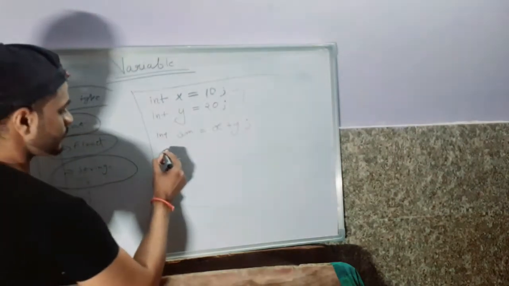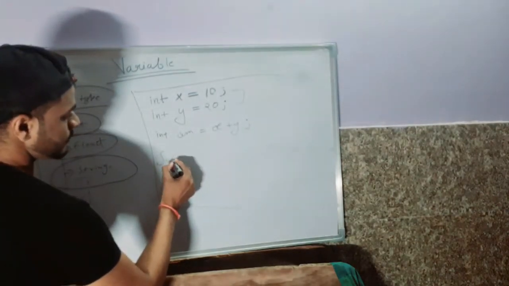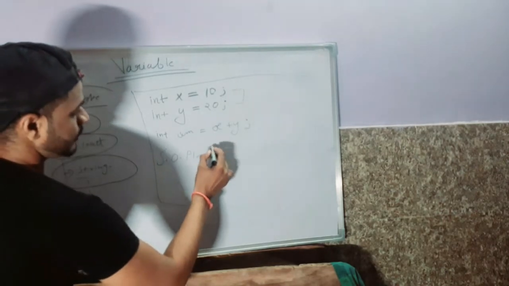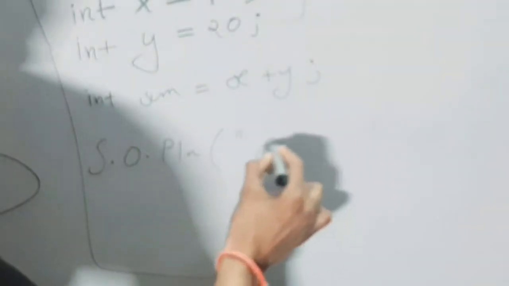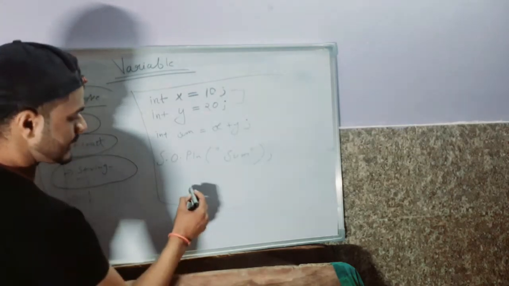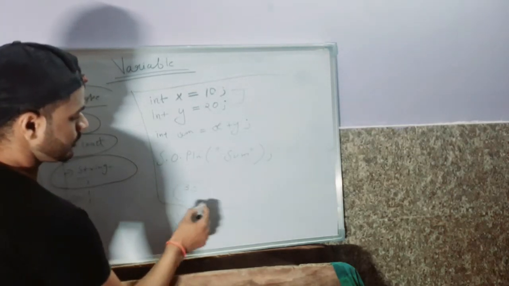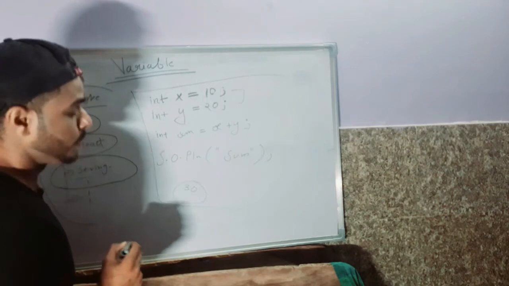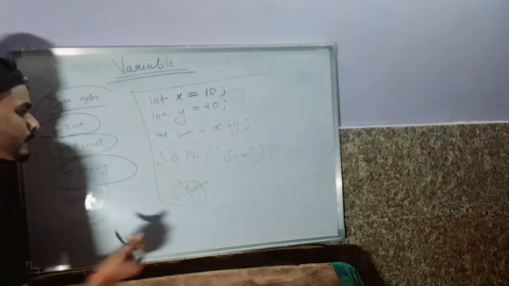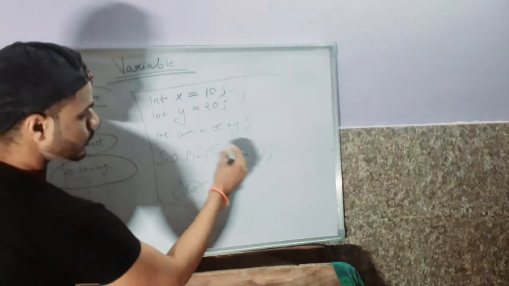So we print here System.out.println sum. So what will be the output? It is 30. No, it is not 30. Why? You see these quotes?